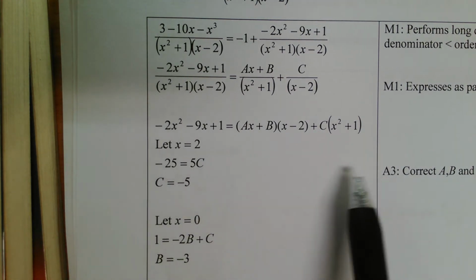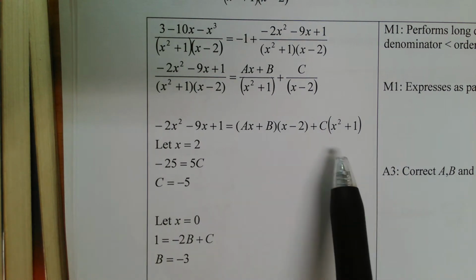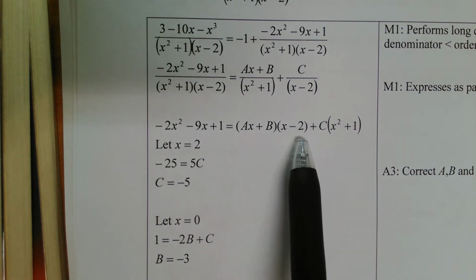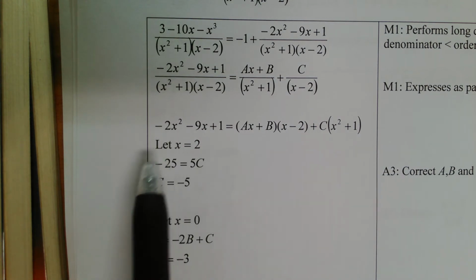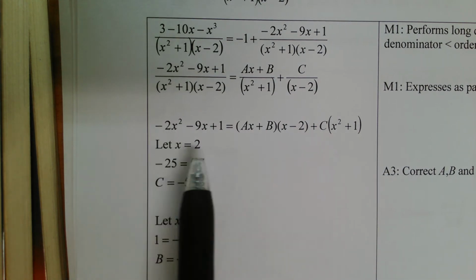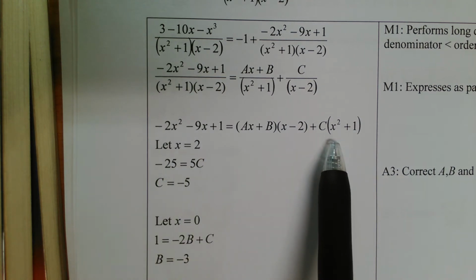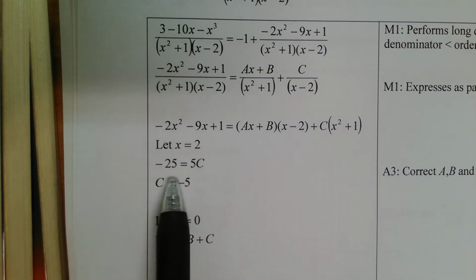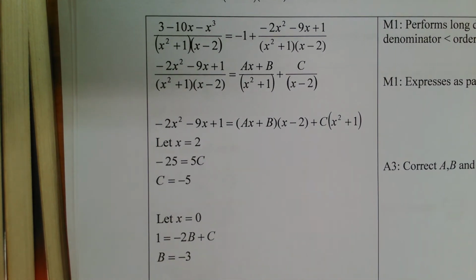Quite obviously, in order for us to eliminate ax plus b, which will enable us to find the coefficient c, we let x equal to 2, so that 2 minus 2 will give you 0 for this term. So if you put x equals to 2 here, the left hand side becomes negative 25. 2 squared plus 1, so it's 4 plus 1, gives you 5c. Negative 25 is equal to 5c, and solving, c is equal to negative 5.